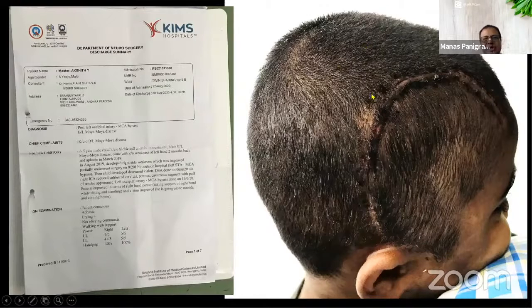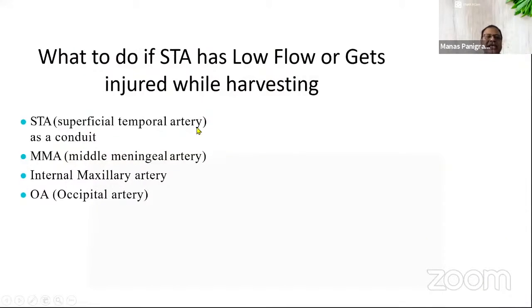Now, what do you do if the STA is damaged? Then STA can be used as a conduit. But then, if you use STA as a conduit, from where to where? The sources we have: you can use the middle meningeal artery, or the internal maxillary artery, or the occipital artery, as already explained.